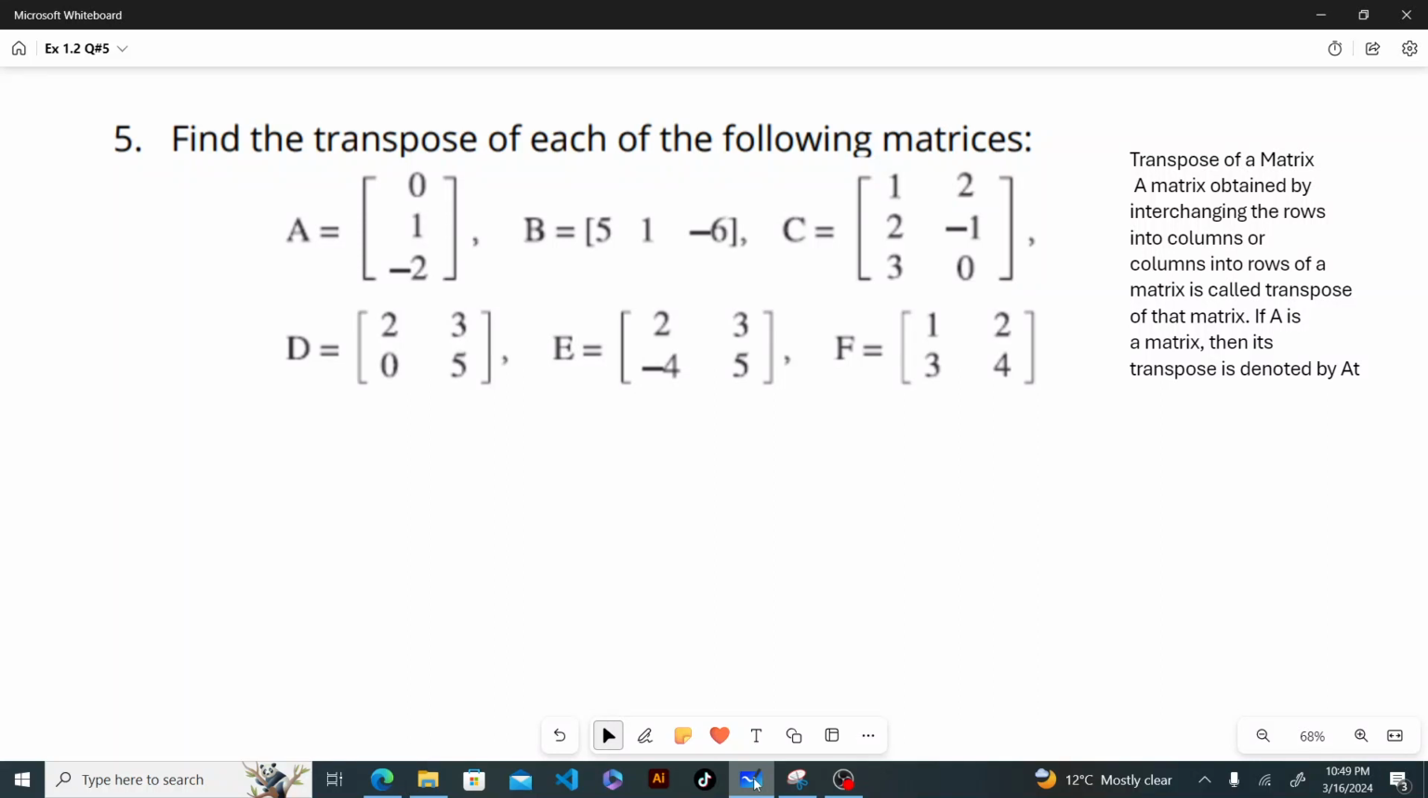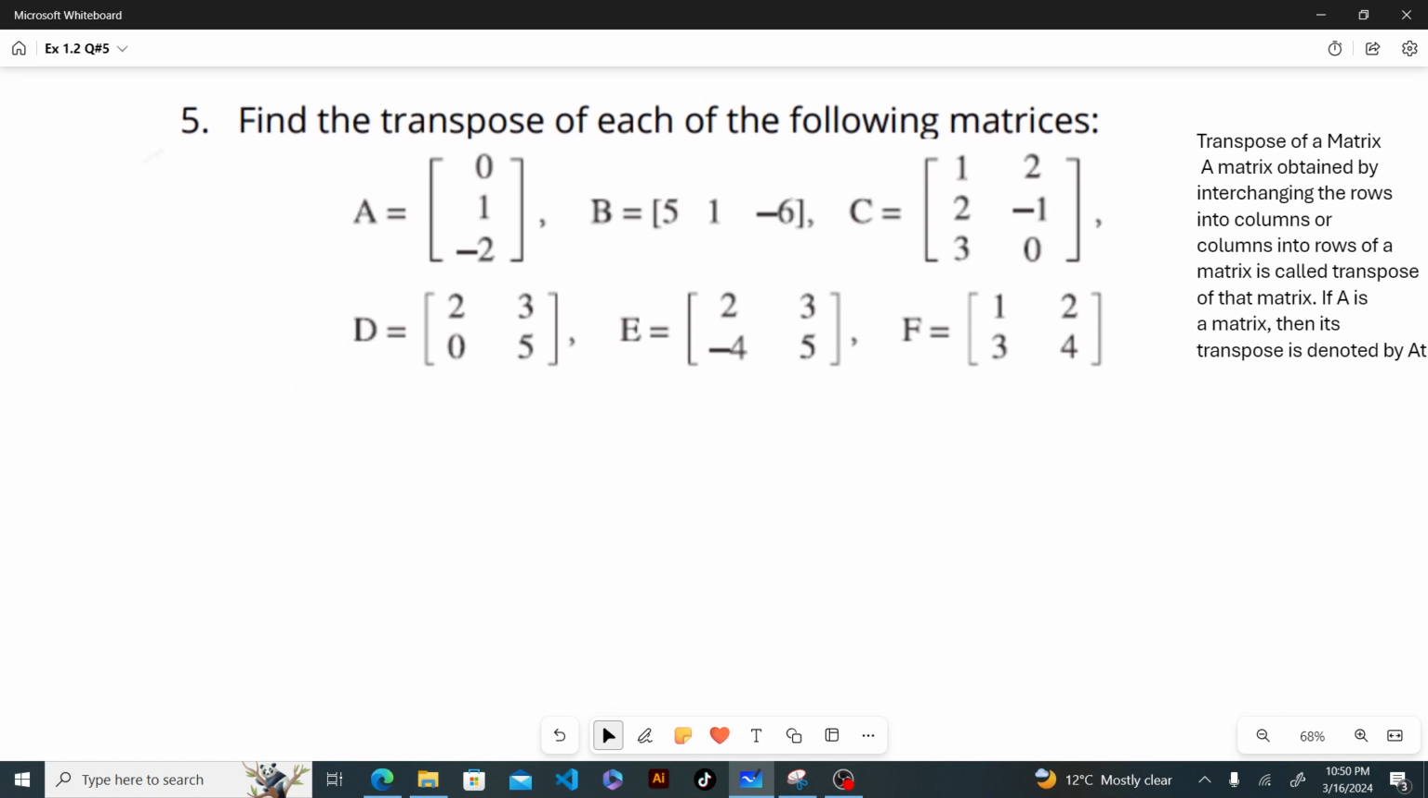Today we are going to do exercise 1.2 question number 5. Before that we have done question number 1, 2, 3 and 4 for exercise 1.2, and prior to that we have done exercise number 1 of chapter number 1. Okay, so let's begin.